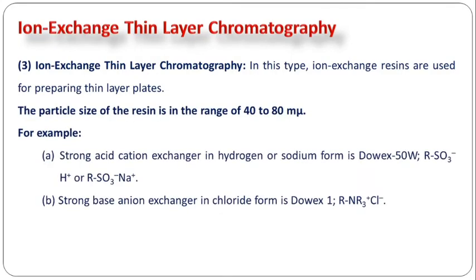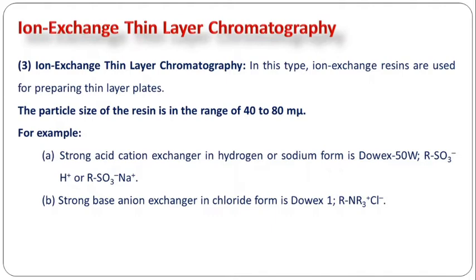The particle size of the resin is in the range of 40 to 80 micron, as we know. For example, we already learned the types of ion exchangers. Those are of two types: strong acid cation resins, which exchange the cations, while strong base anion resins exchange the anions from the exchangers, which are the solid stationary phase, and the mobile phase is a liquid mobile phase.